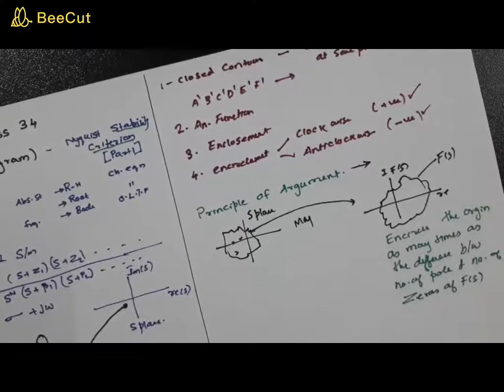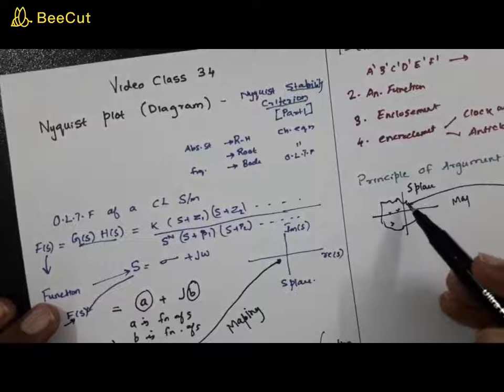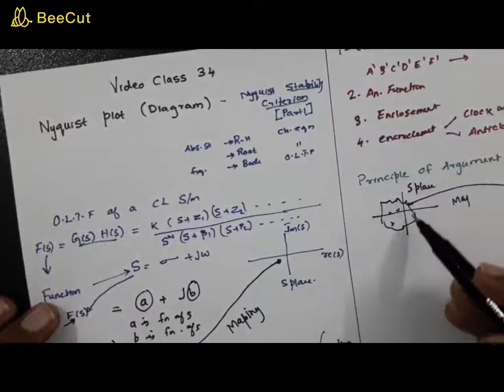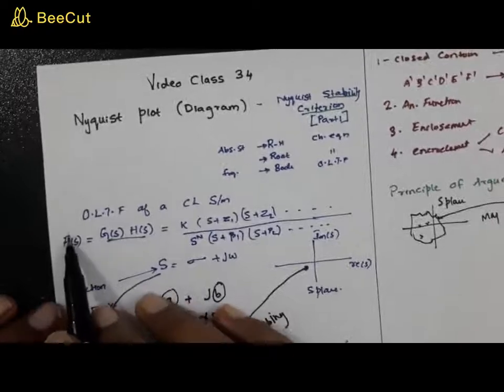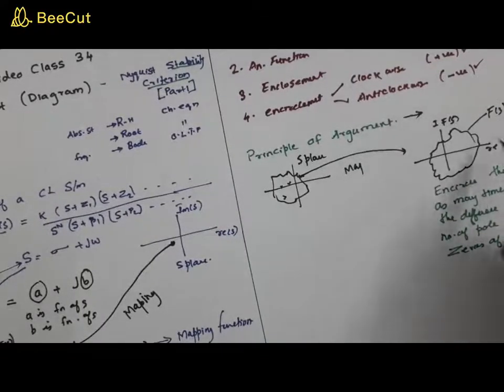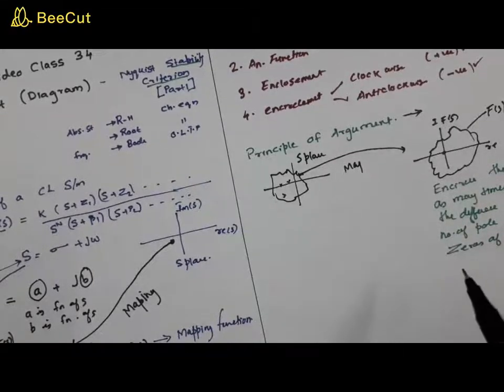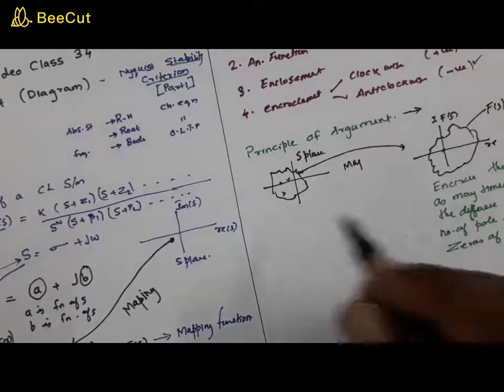So f of s, we know, is an open loop transfer function. If you consider a contour in the S plane, and use this mapping function f of s to map it, you will get a different contour in f of s. And the principle of argument says that this f of s will encircle its origin as many times as the difference between the number of poles and the number of zeros.